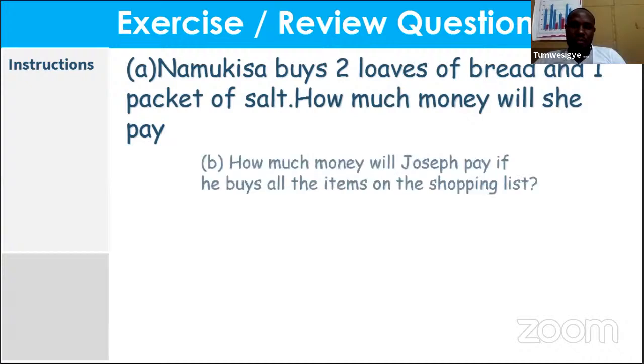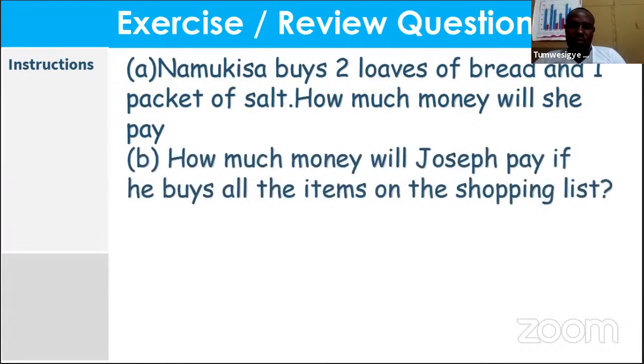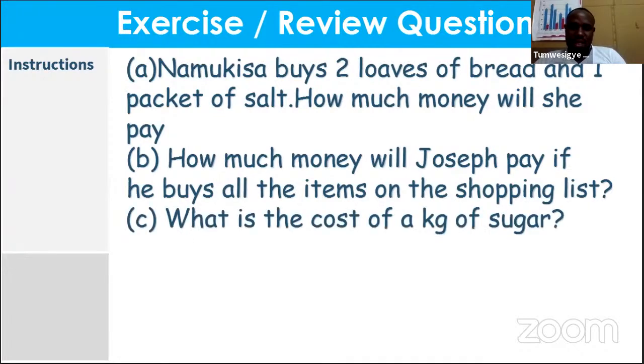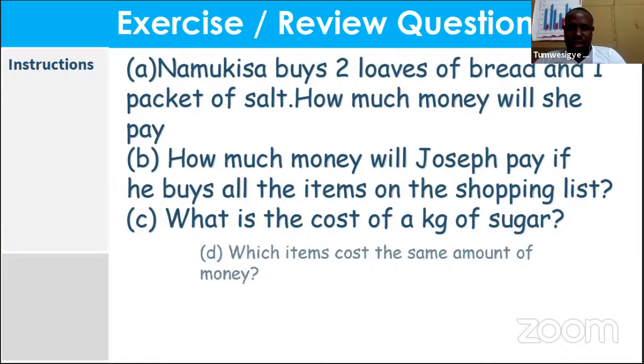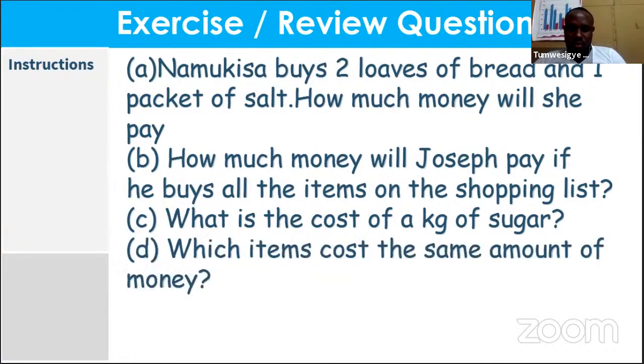Then we have here, how much money will Joseph pay if he buys all the items on the shopping list? Yes, this Joseph is a big man and he has all the money. So we are asking, he buys everything on the list. How much money will he have to pay? Then, what is the cost of sugar? You have to go to our shopping list and look for the cost of sugar. Then, which items cost the same amount of money?